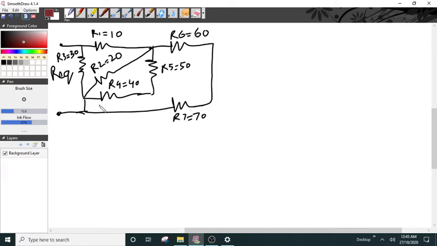So the node is the point where the wires connect with each other. So this is the point where all these resistors are connected. So this is a single node. So let's name it node A. So this is node A. Make sure that there is no resistor inside a node. So you can see there is no resistor inside this node, and they must be directly connected with each other.